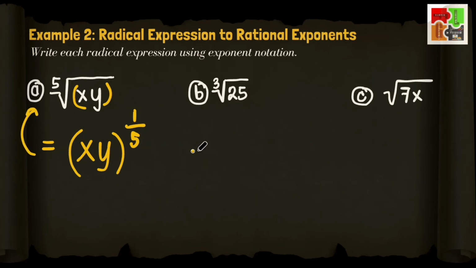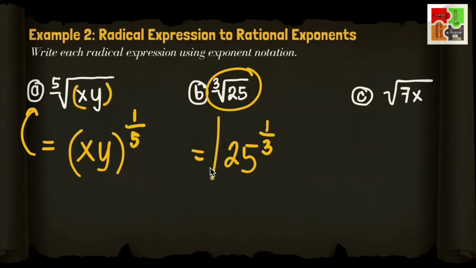Okay? Next, we have cube root of 25. So, when we say cube root of 25, we can write 25 here. And we all know that the cube root can be written as 1/3. Okay? So, next, we have 7x.